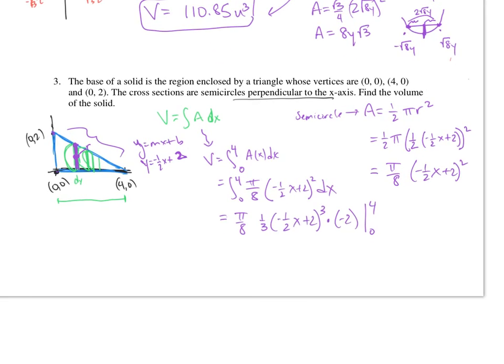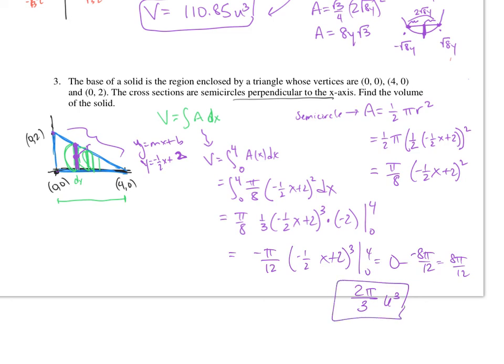You might want to use u-substitution there if that'll help you out. And then over here we end up with negative pi over 12 times (-1/2 x plus 2) cubed on the bounds from 0 to 4. This comes out to be 0 minus -8 pi over 12, which gives me a final answer of 8 pi over 12. So this becomes 2 pi over 3 cubic units.